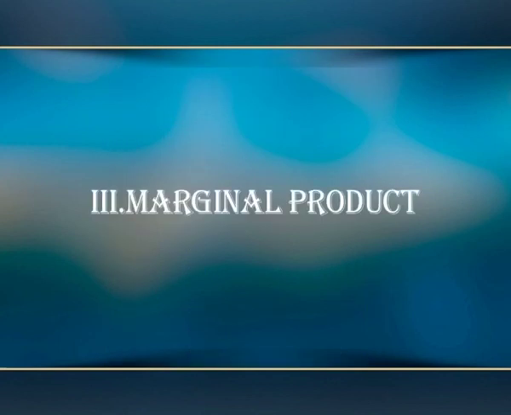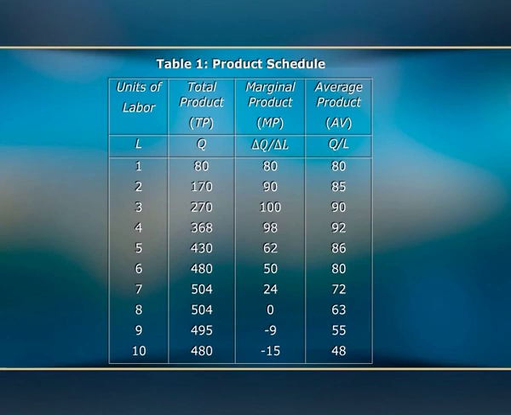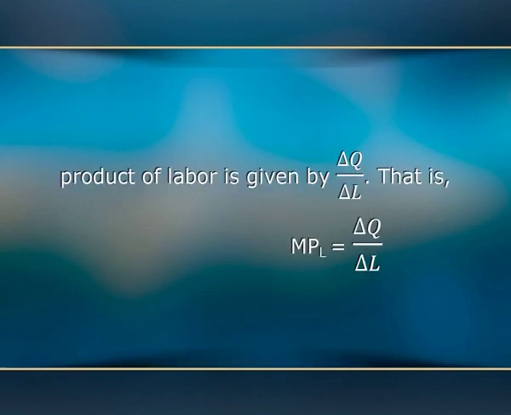Third one, marginal product. It is the addition to the total production by the employment of an extra unit of a factor. It will be seen from table 1 that marginal product of labor increases in the beginning and then diminishes. Mathematically, if employment of labor increases by delta L units, which yields an increase in the total output by delta Q units, the marginal physical product of labor is given by delta Q by delta L. That is, MPL is equal to delta Q by delta L. Let us have a look at table 1 on the product schedule. So, we have this table with us.